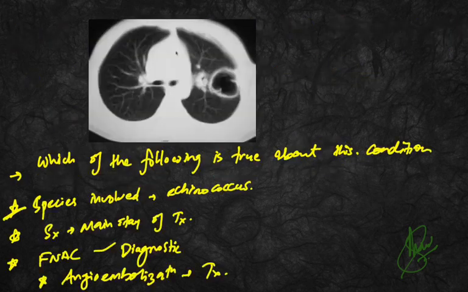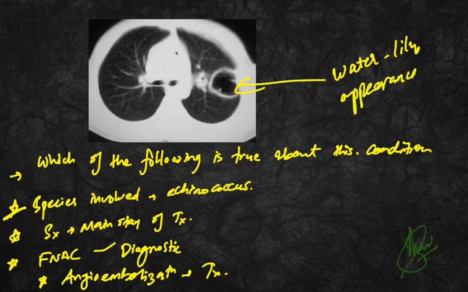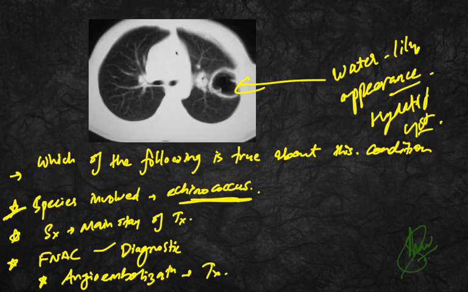This is the answer. Now this image was given, and they asked which of the following is true about this condition. First of all, I will clarify this image. This is the water lily appearance. It is seen in hydatid cyst. So which of the following is true? Species involved is Echinococcus. Yes, Echinococcus is the main causative factor for hydatid disease. Surgery is not the mainstay of treatment. We try medical management and PAIR first, after that surgery, not FNAC and not angioembolization.